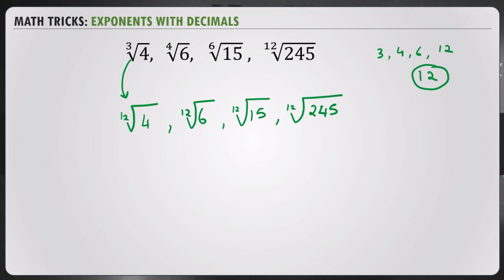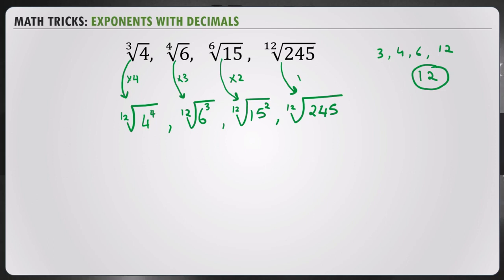Okay, so let's see. 3 times what gives me 12? 3 times 4, so for the 4 we put the power of 4. 4 times what gives me 12? 4 times 3 gives me 12, so we put this to the power of 3. 6 times what gives me 12? 6 times 2, so we put it to the power of 2. And 12 times 1 is 12, so I leave it as it is. Now let's solve all these.